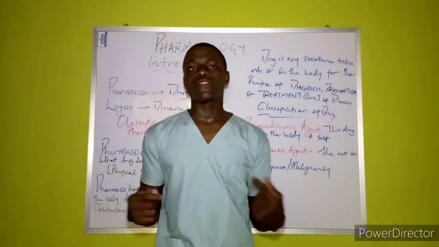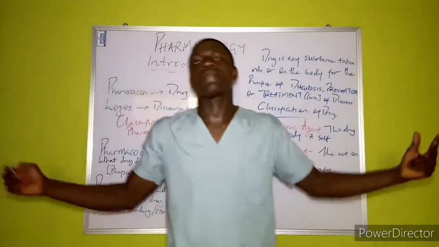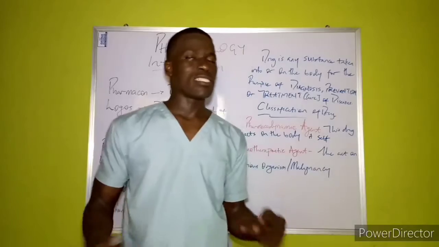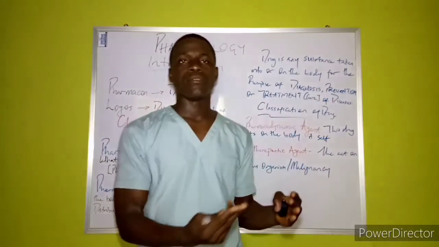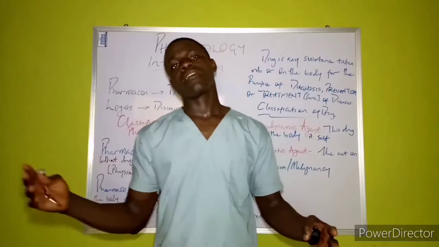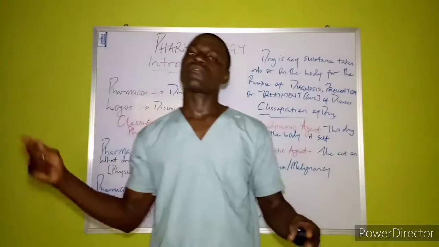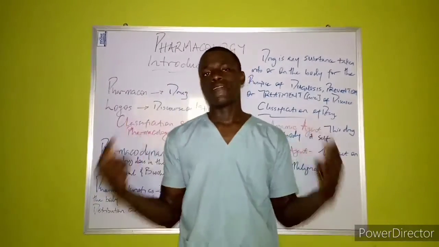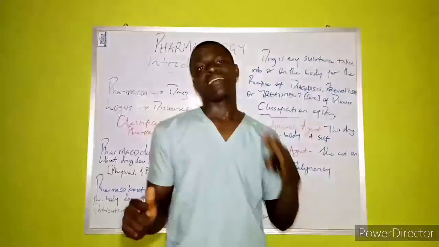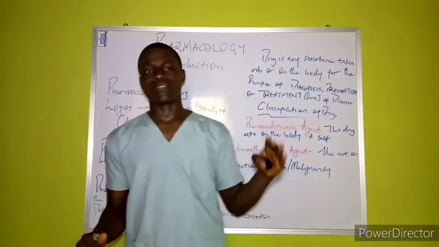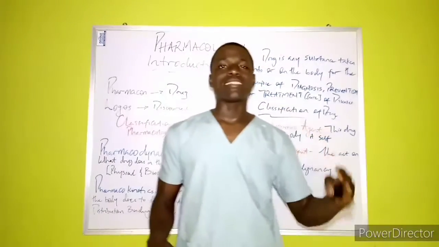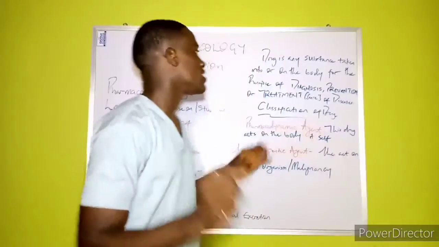When you say drugs are taken for prevention, a major example is the vaccines that are given, such as the yellow fever vaccine and Bacillus Calmette-Guerin, the vaccine for tuberculosis, and the rest of them. These drugs are given not for treatment but to prevent those diseases that are likely to occur in individuals.